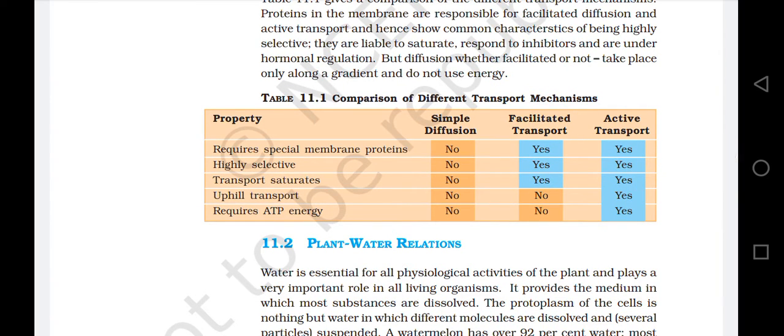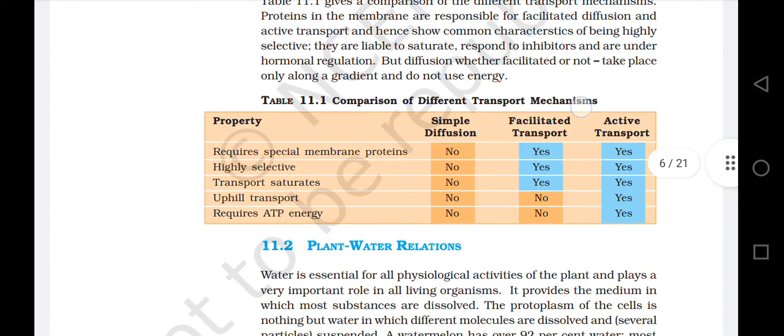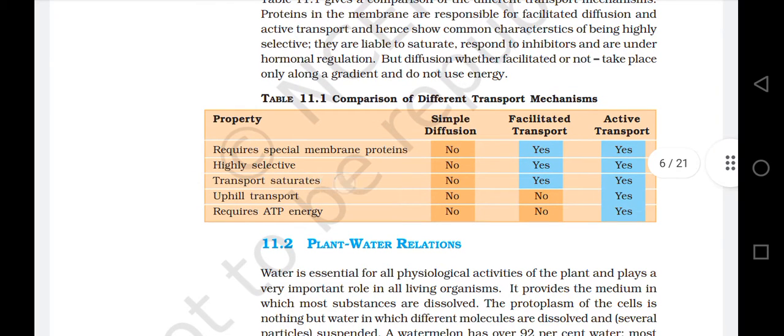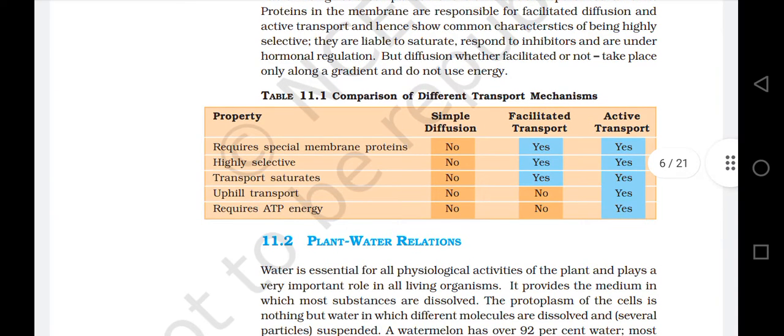Table 11.1 Comparison of different transport mechanisms. Property: simple diffusion, facilitated transport, and active transport. The factors are: occurs through special membrane proteins, highly selective, transport saturates, uphill transport, requires ATP energy.